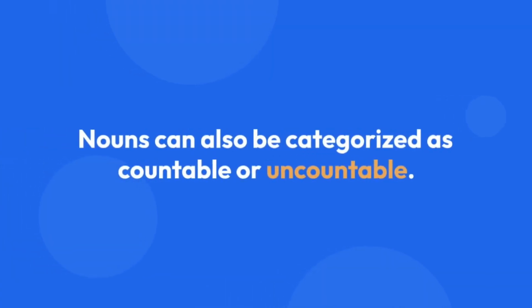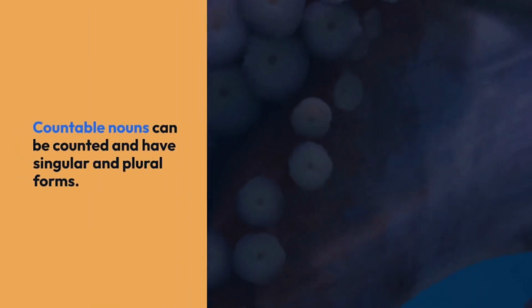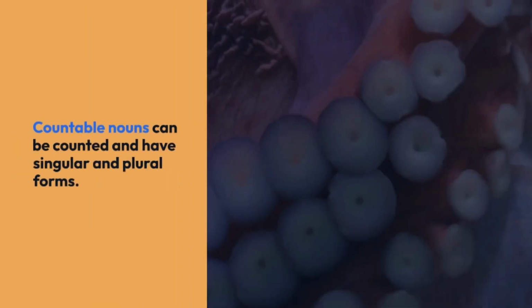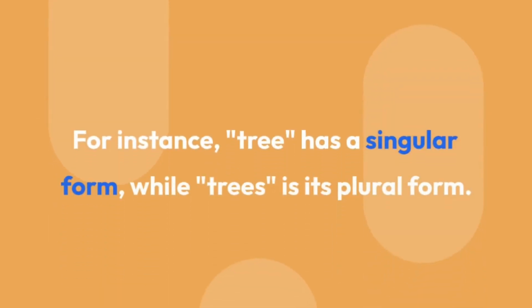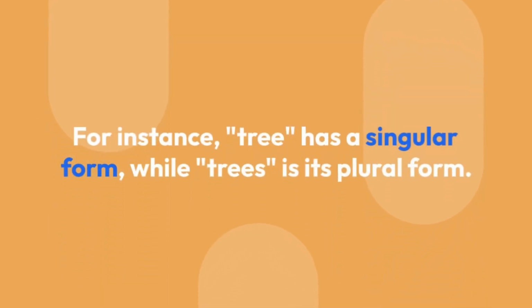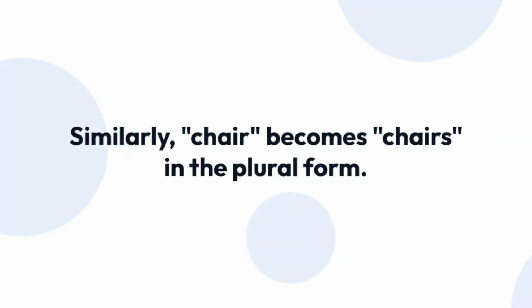Nouns can also be categorized as countable or uncountable. Countable nouns can be counted and have singular and plural forms. For instance, tree is the singular form, while trees is its plural form. Similarly, chair becomes chairs in the plural form.